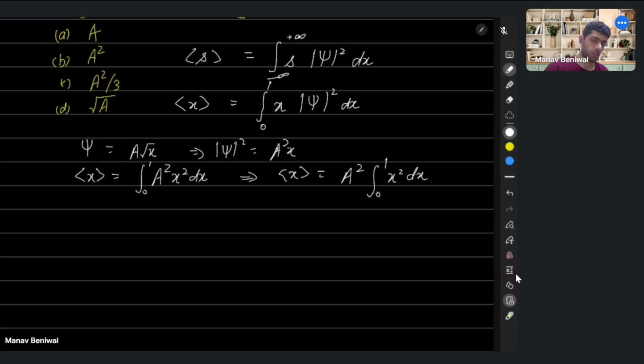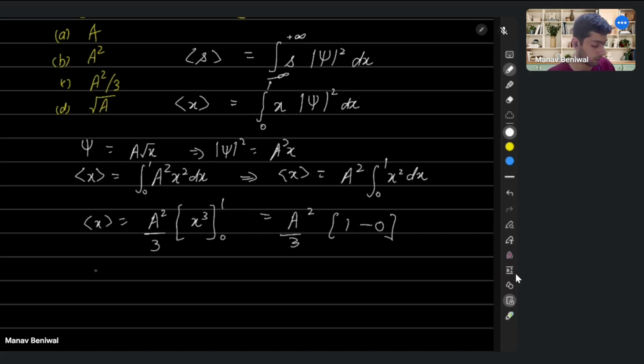Now integration of x squared is x cubed by 3, and we will put limits from 0 to 1. So this will become a squared by 3, 1 minus 0, and therefore we have the expectation value of x as a squared by 3. Okay, which matches with option C.